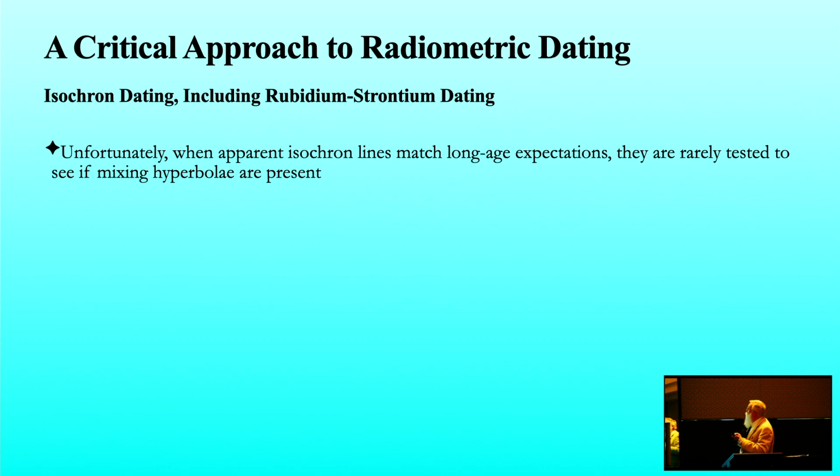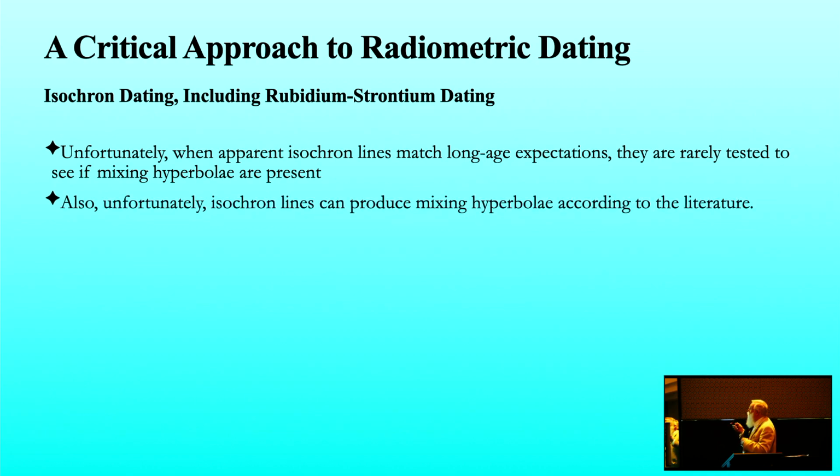Unfortunately, when apparent isochron lines match long age expectations, they don't test them. They just say they're mixing lines. Or they say, yeah, they aren't mixing lines because they gave us the right date. Then if they don't get the right date, they throw it out. Unfortunately, isochron lines, according to the literature, can produce mixing hyperbola. Why is that? Well, wait a minute. Maybe they were really mixing lines all along and they just liked them and they shouldn't have.